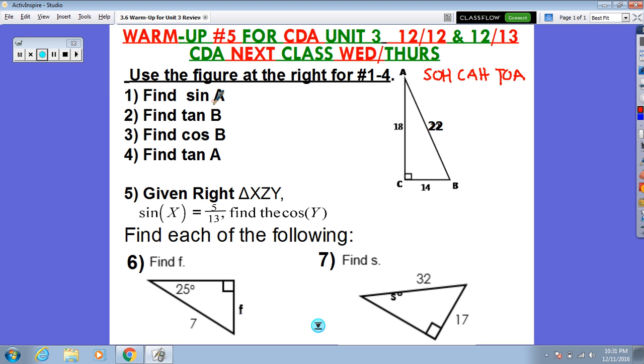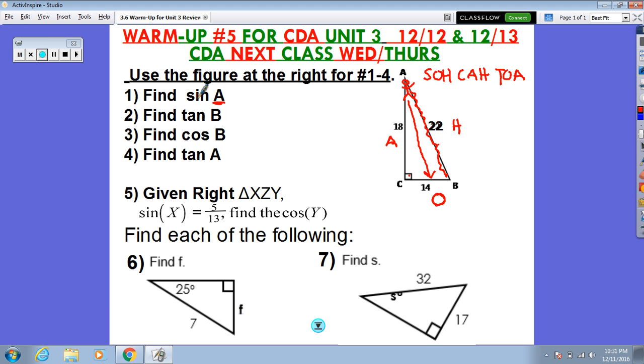Alright, so for number 1, we're looking at it from the perspective of angle A. So that's where I put my little guy. The first thing I want to label is the hypotenuse, which is the side that is across from the right angle. This side is across from it, so this is going to be the hypotenuse. Then we're going to do opposite, which is the side directly across from the little man. So this is my opposite side, and this has to be the adjacent.